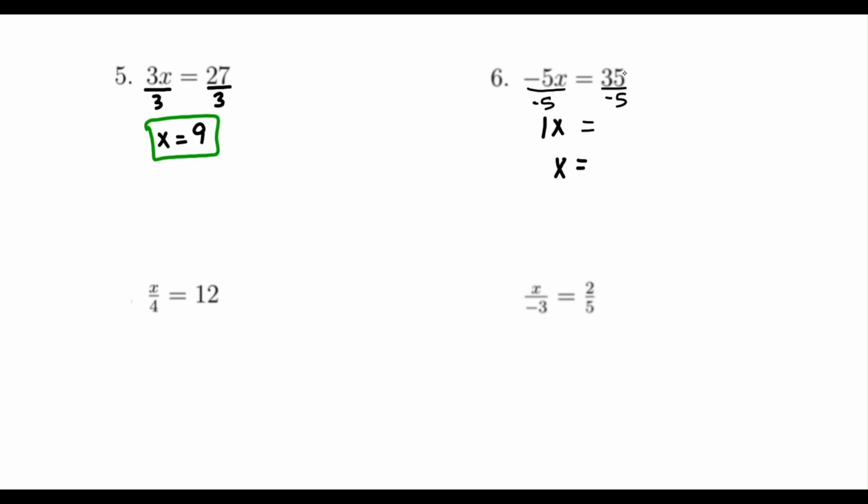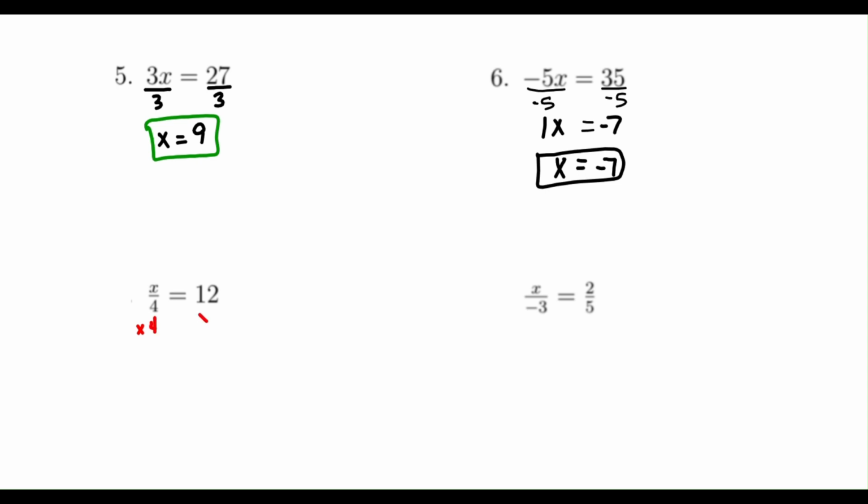And over on the right-hand side, 35 divided by -5 is -7. So I do get x equals -7. Okay, and we did that by doing the opposite of the multiplication, which is to divide by -5. On the next one now we have a fraction. So this is x divided by 4. And you probably know that the opposite of dividing by 4 is multiplying by 4.